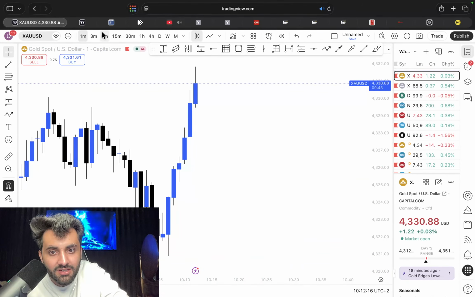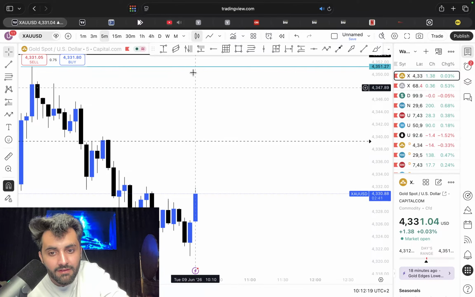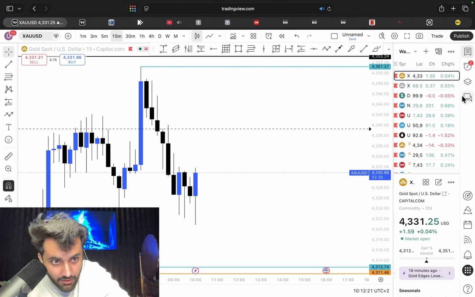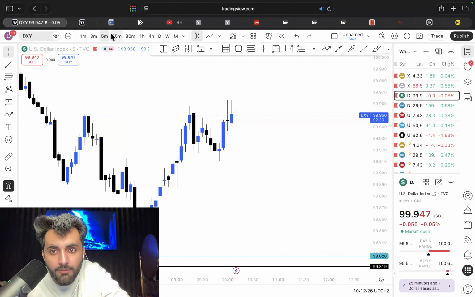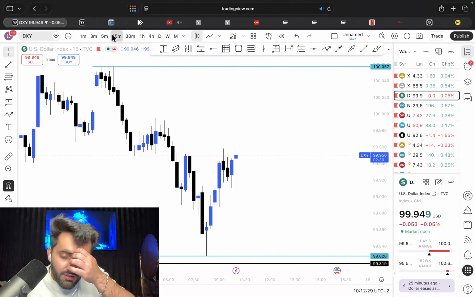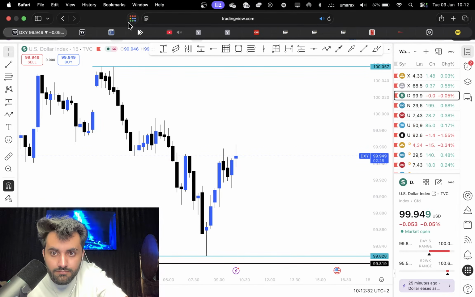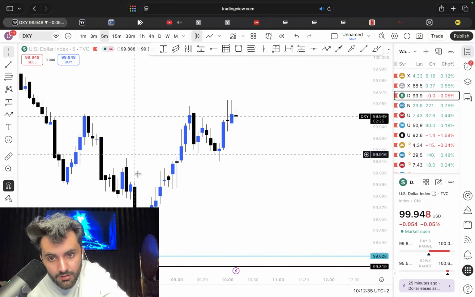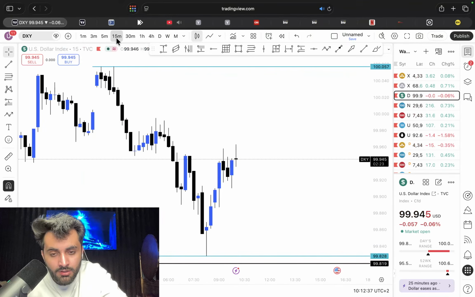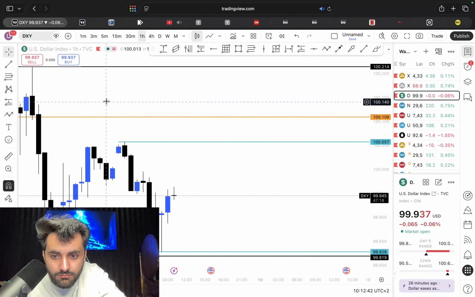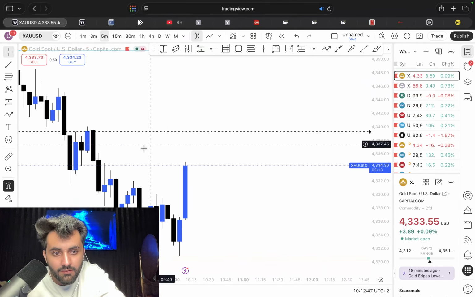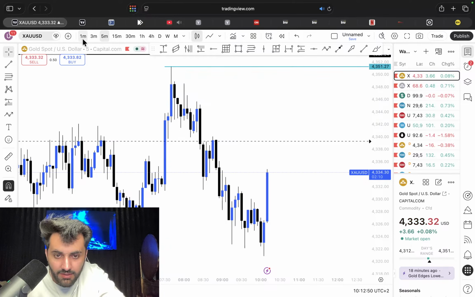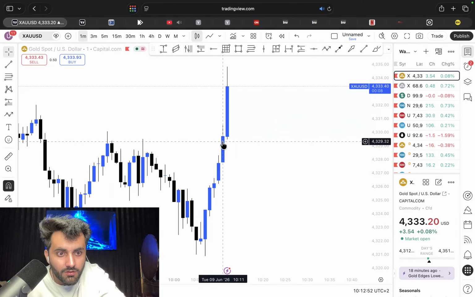Yeah, so it's swept liquidity, it's pushing price higher. I'm gonna look at DXY. DXY is in an uptrend. Uptrend. Coming down in a downtrend now. Damn, that candle was big, bro. 4333.